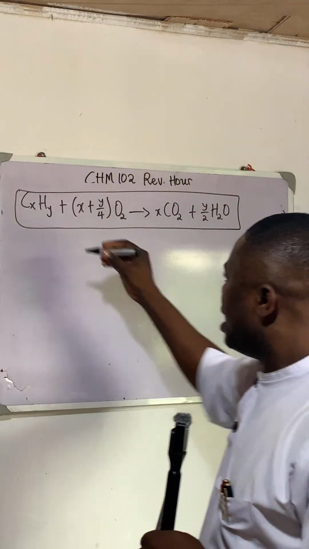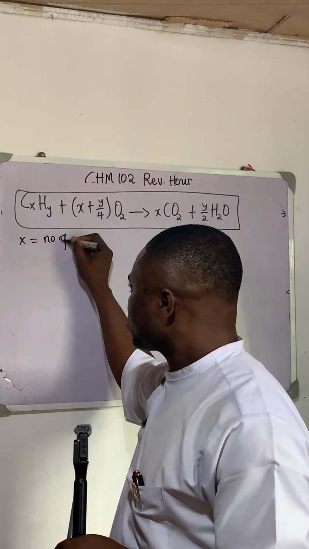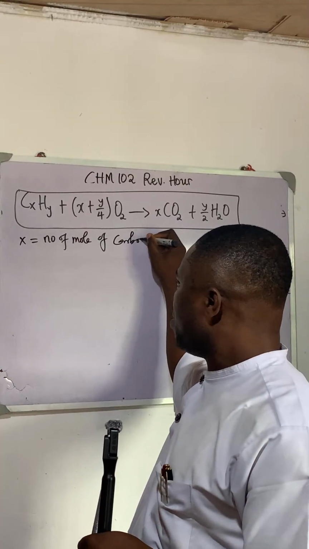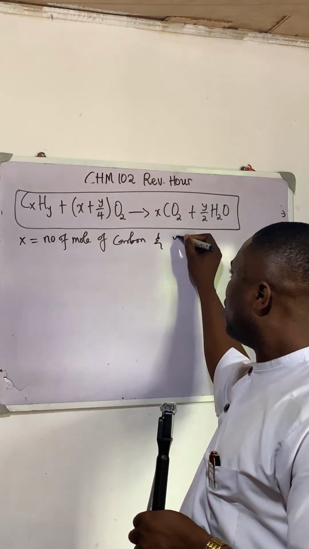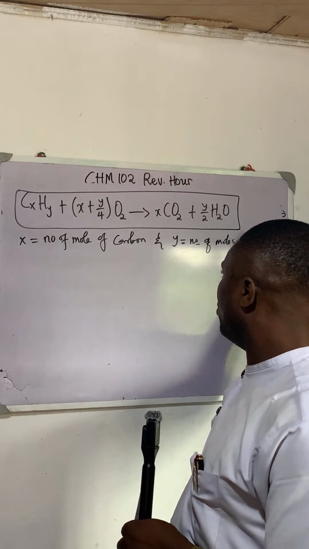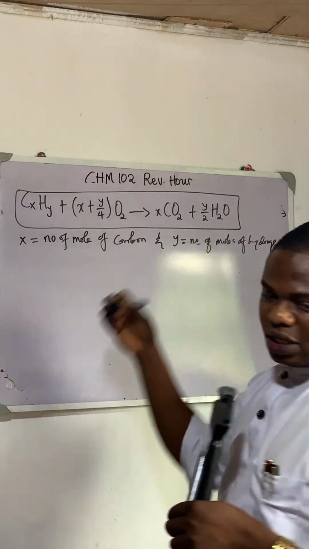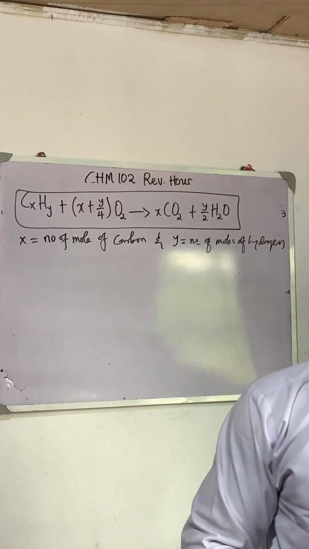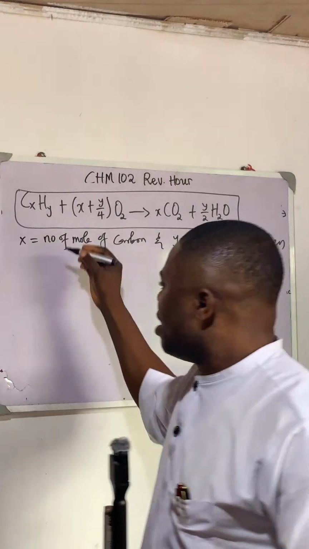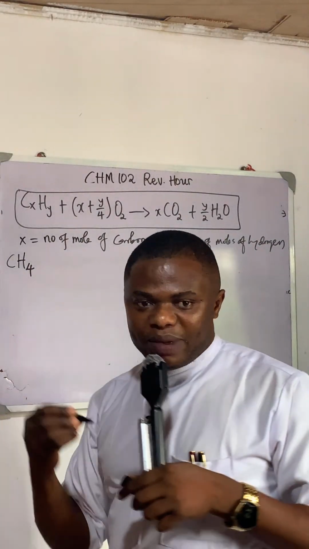Now look at this. The x here stands for the number of moles of carbon. And y equals the number of moles of what? Hydrogen. Yes, that is what they stand for. For instance, we are going to burn different hydrocarbons. The first member of the alkane is CH4, which we call methane.